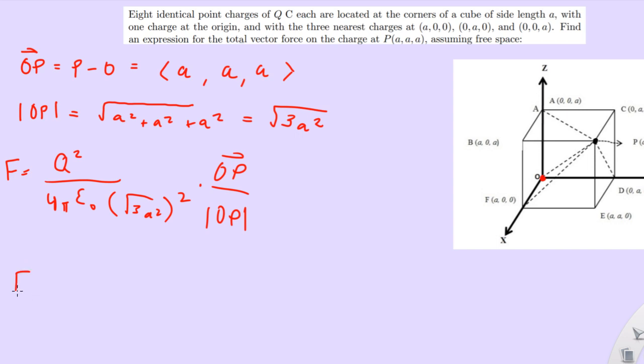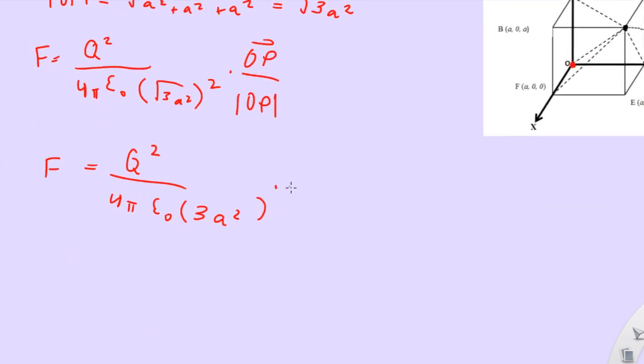Okay, so now let's plug in some of the stuff that we know. Still Q squared over 4 pi epsilon. This square and that square root are going to cancel, so we can call this 3A squared, times OP, which is A, and it's all over the square root of 3A squared.